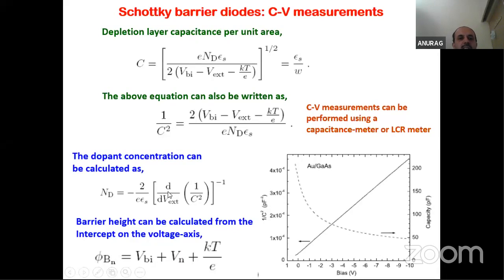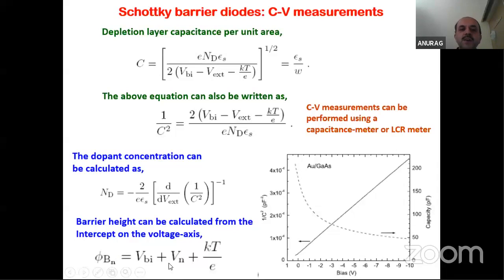So this slope is nothing but d(1/C²)/dV external. So this is the slope of this graph. Its reciprocal is related to the dopant concentration or the carrier concentration. So I can calculate also the carrier concentration in a semiconductor material using the CV measurement. And also I can calculate the barrier height.